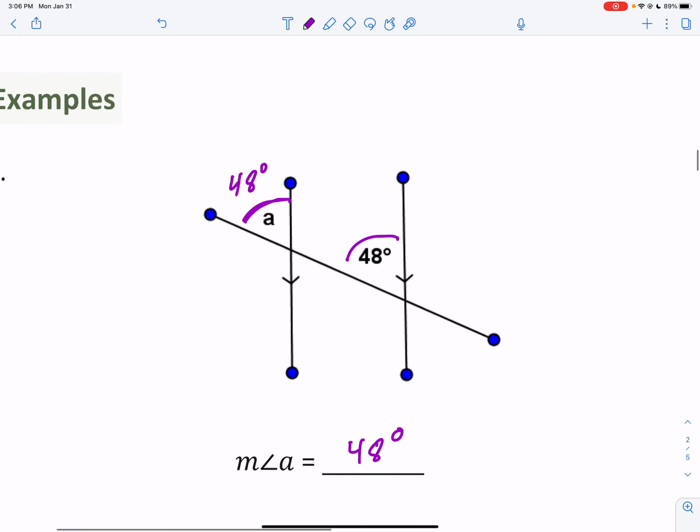In fact, we can figure out all the rest of these as well. If we want to figure out this angle, then we can just do 180 minus 48, which is 132.